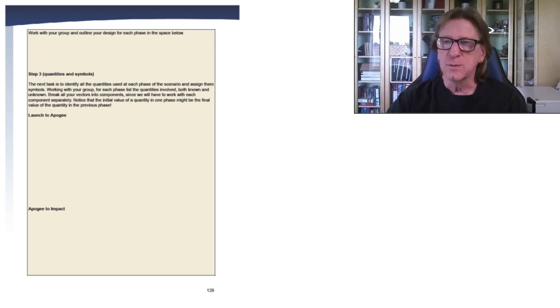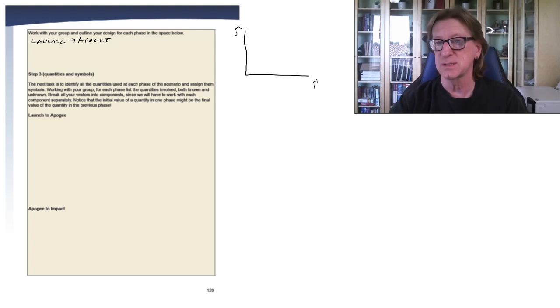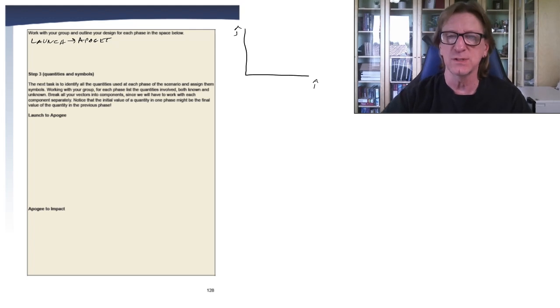All right, so now let's start designing our plan for our first phase. And we said that our first phase was going to be from launch to apogee. Let's resketch that part of it. So this is going to be our j-hat direction. This is going to be our i-hat direction. Remember, since I'm putting my j-hat here, we're assuming that up is going to be positive, and my i is going to be positive to the right in this case for the horizontal component.